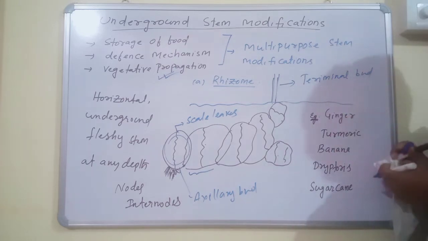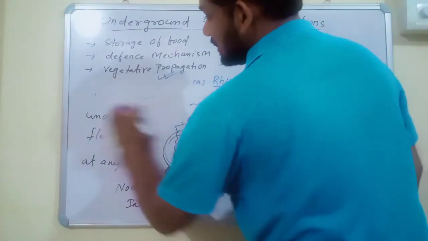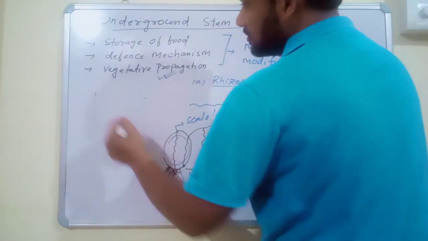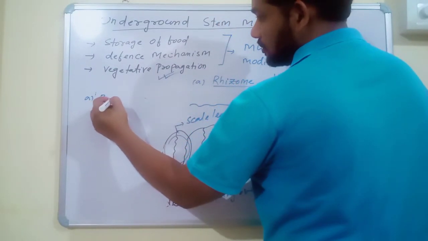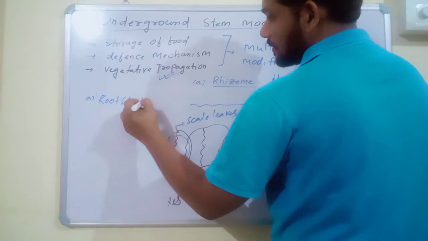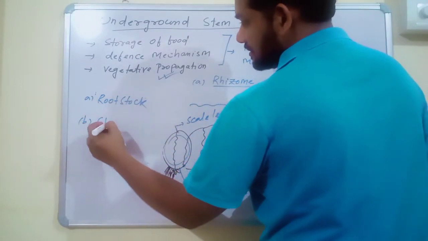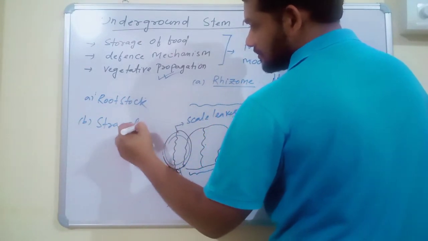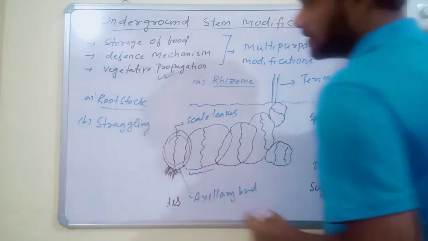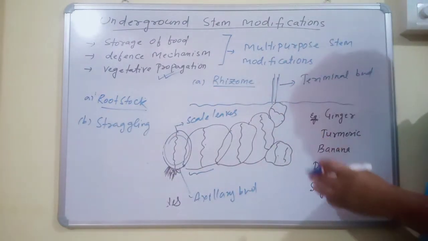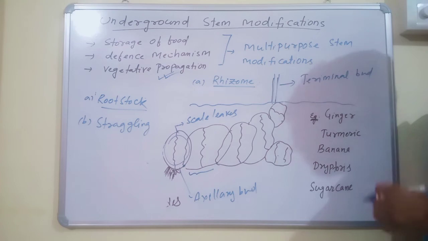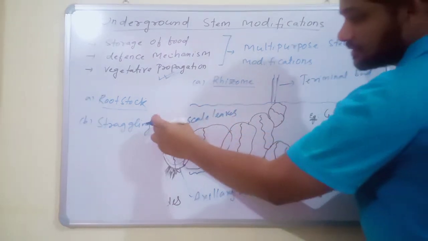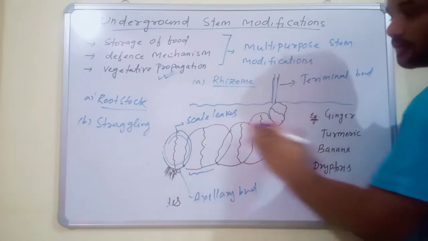Usually rhizome is of two types: root stock rhizome and straggling rhizome. So rhizomes are two types: root stock, and the second one is straggling rhizome. Root stock rhizome is oblique. It grows obliquely below the soil. And straggling rhizome means it is a horizontal rhizome which grows below the soil.